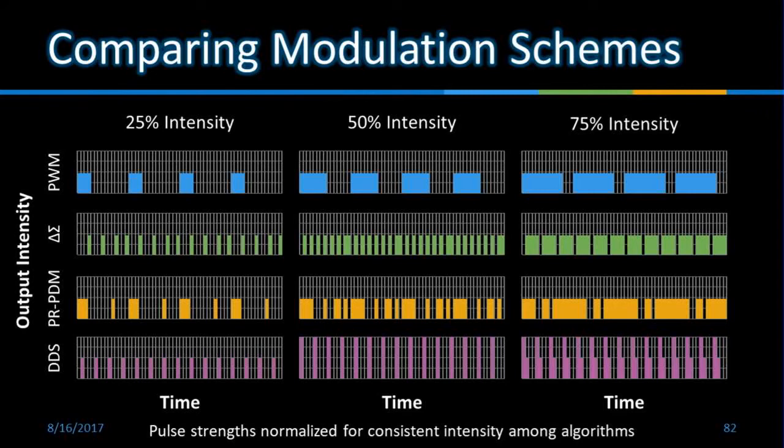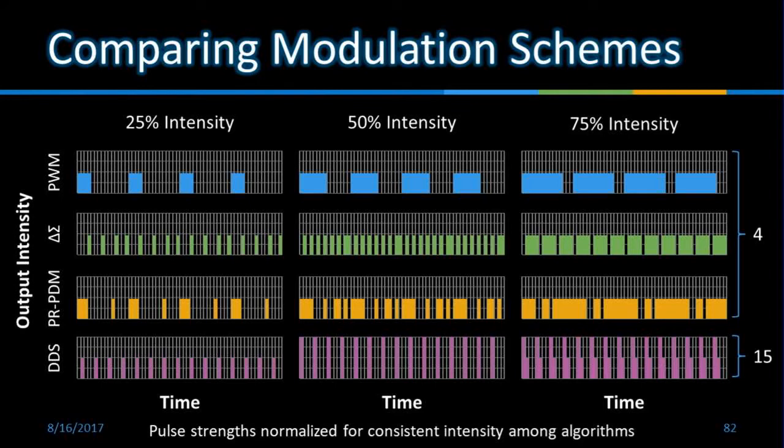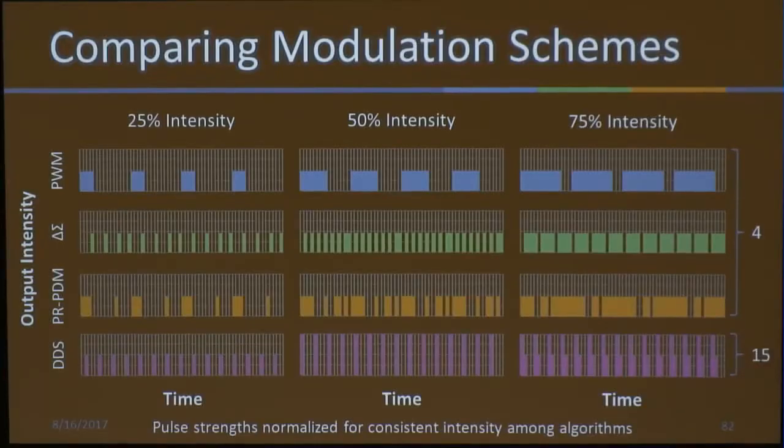So let's compare all these modulation schemes and what they look like. In each of these graphs, we're seeing 4 cycles of 4-bit pulse width modulation, delta sigma, and PR-PDM. But in that same amount of time, we're able to actually perform 16 cycles, or rather 15 cycles, of direct digital synthesis. Note that the heights of all these graphs have been normalized so that all 4 algorithms are outputting the same actual energy intensity. And while these schemes all use a constant illuminator, this one uses a variable brightness illuminator. The basic idea is direct digital synthesis is linear time as opposed to exponential time.